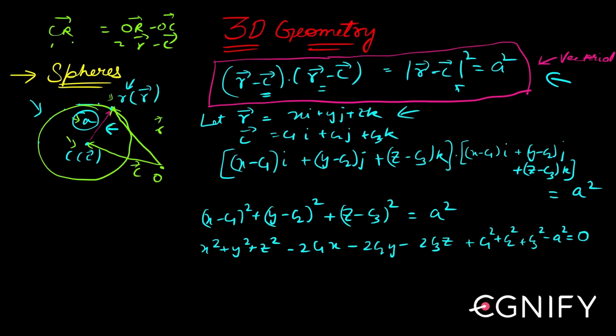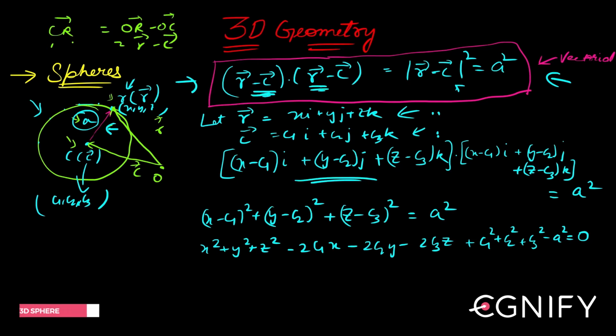So basically r bar, let it be xi plus yj plus zk, basically the coordinates of this point x, y, z, right? And let the coordinates of the center be c1, c2, c3, right? If the coordinates are c1, c2, c3, then this position vector c bar is c1i plus c2j plus c3k, right? Now I'll just substitute these two quantities in this very same formula. I'm taking the dot product of this vector with the same vector, and that's equal to a square.